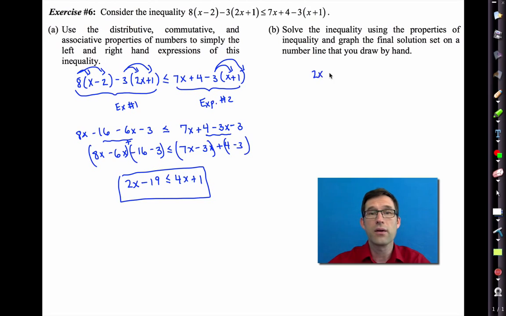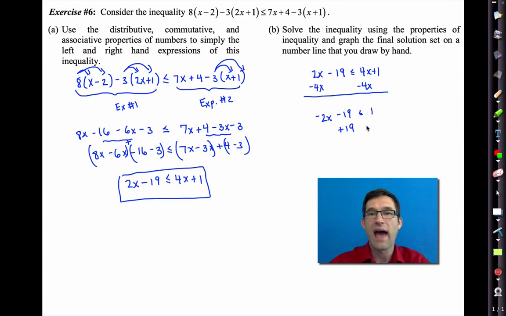Wow, here comes solving the inequality. I really want you to keep in mind that what we were doing before in part A really wasn't solving the inequality. It was just manipulating expressions to get equivalent expressions that were simpler. Now what we'll do is subtract 4x from both sides using the additive property of inequalities. So we'll get negative 2x minus 19 is less than or equal to 1.